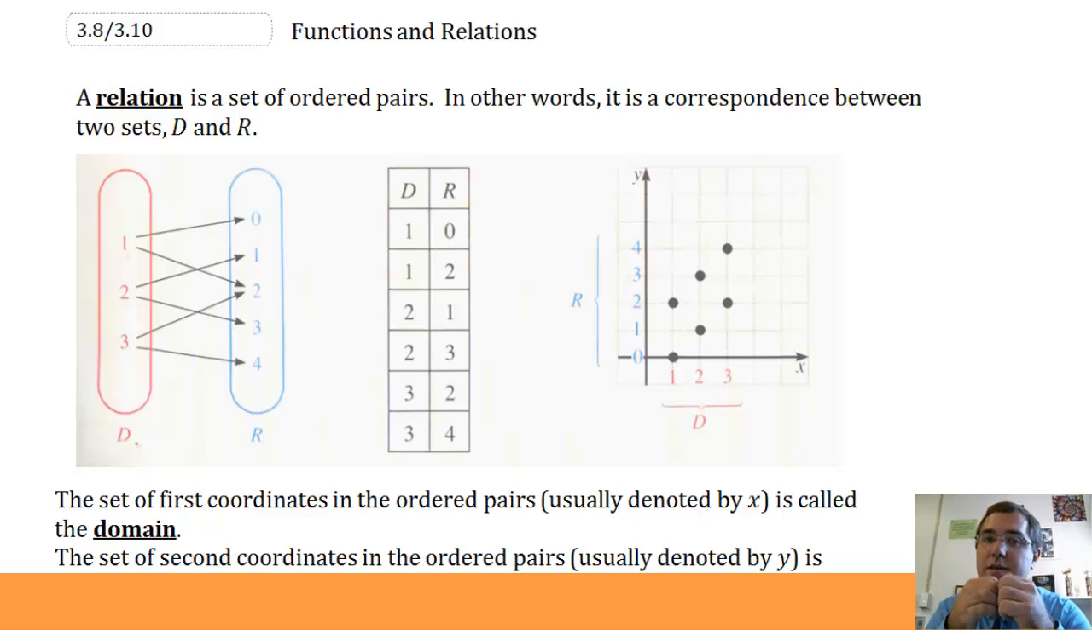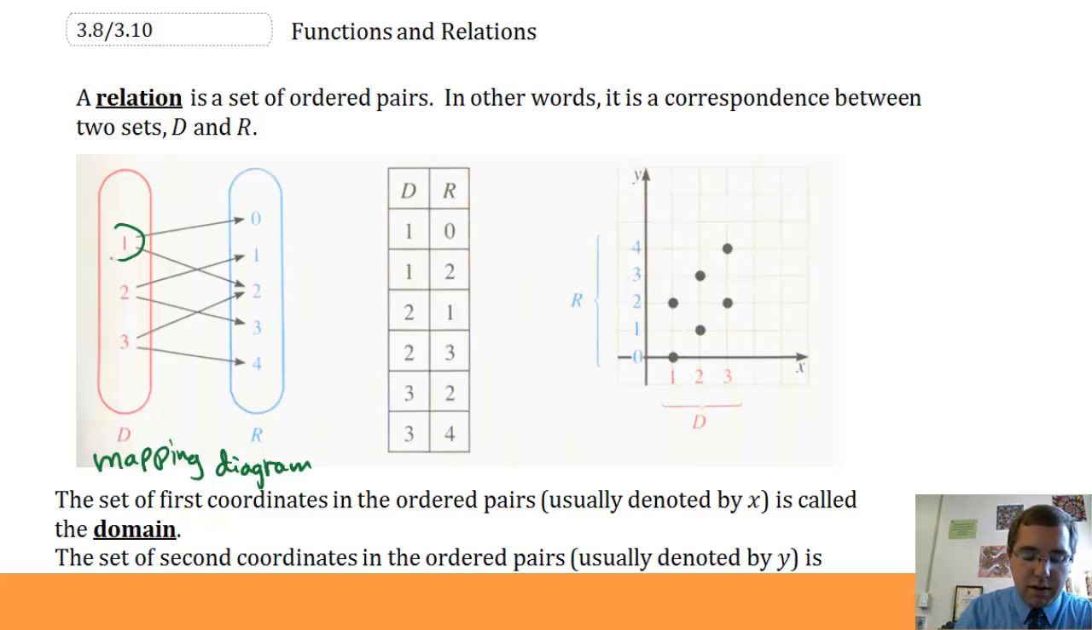We call them D and R because they're going to be the domain and the range. But it's a correspondence between two sets. That means a pairing between elements of one set and elements of another, an ordered pair. We can write a relation with a mapping diagram, which is what this first thing is. This is a mapping diagram telling us how we are mapping the items in D to R.